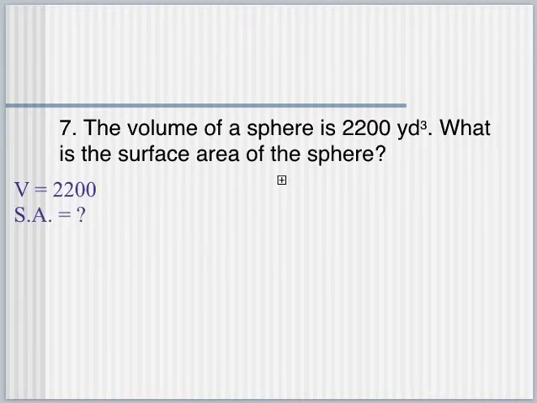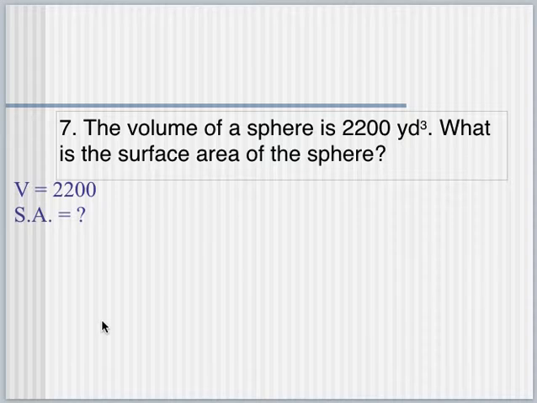Number 7. The volume of a sphere is 2,200 yards. What is the surface area of the sphere? So when you summarize your word problem, you know the volume, and they're asking for surface area. Whatever you already know the answer for, you're going to start with that equation. So we're going to start with our formula for volume.